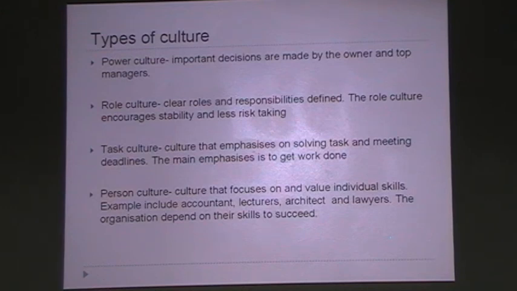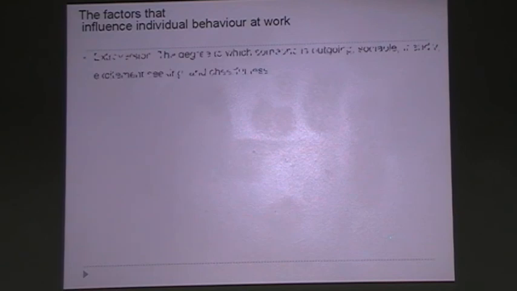The fourth type of culture we'll be looking at today is the person culture. This culture focuses on how we value individuals' skill. If you're an IT person, you are given the flexibility to operate in your own area of professionalism. Examples include accountants, lecturers, architects, and lawyers. The organization depends on their skills to succeed and achieve aims and objectives.